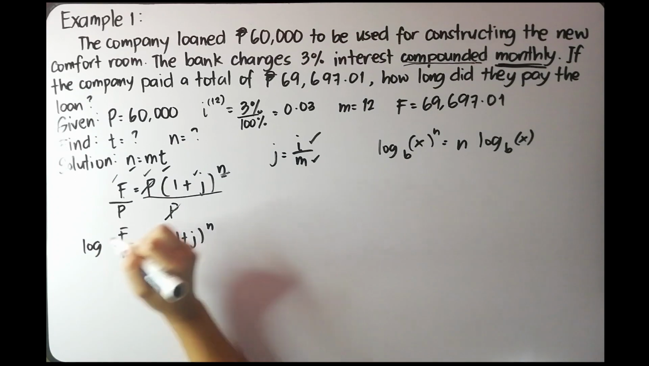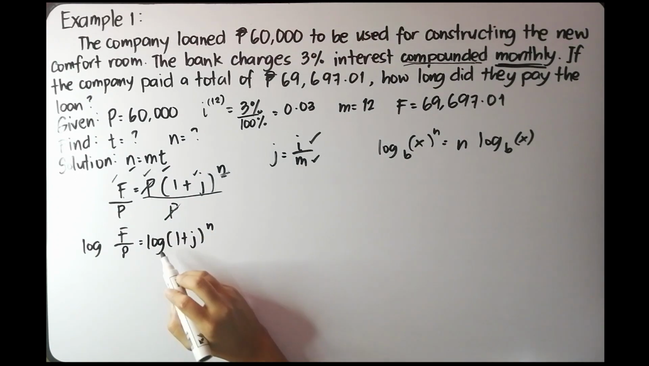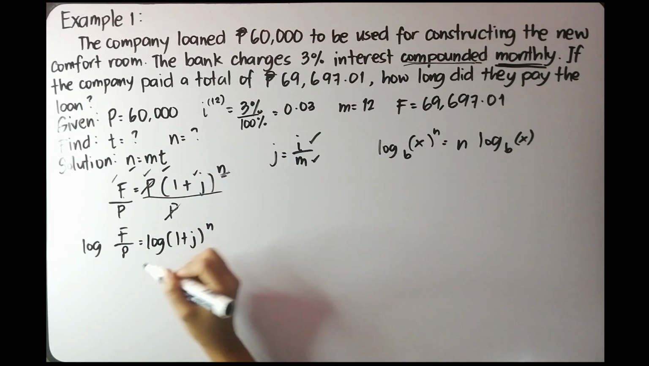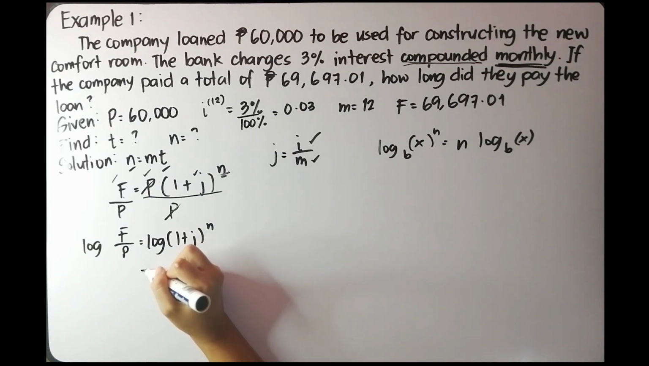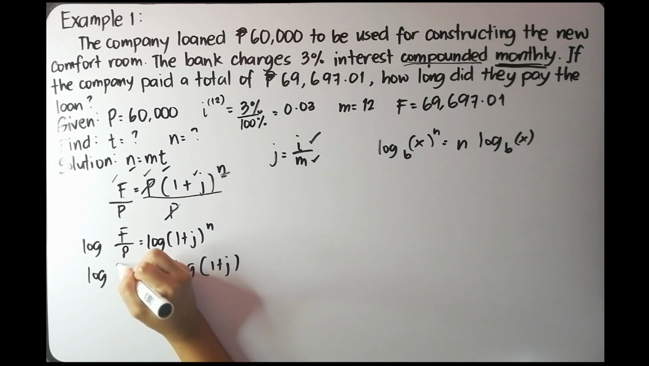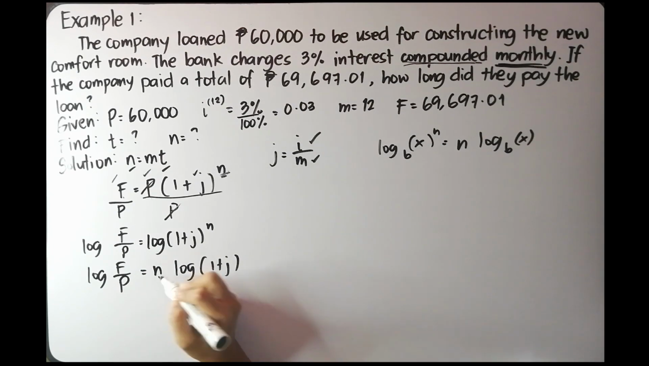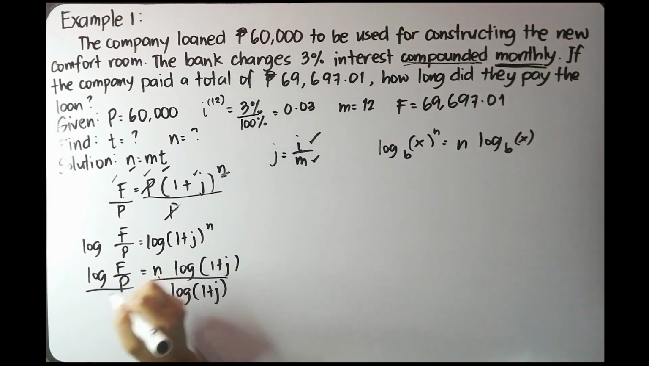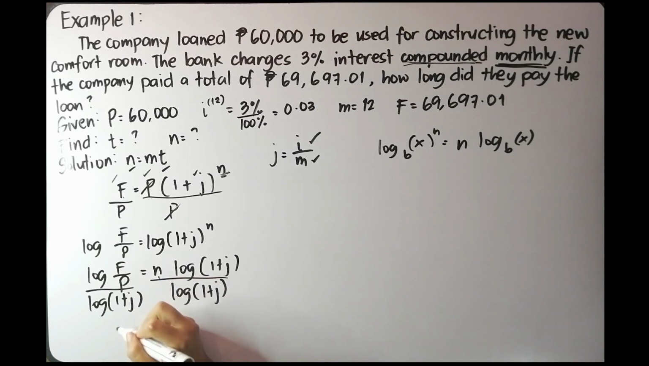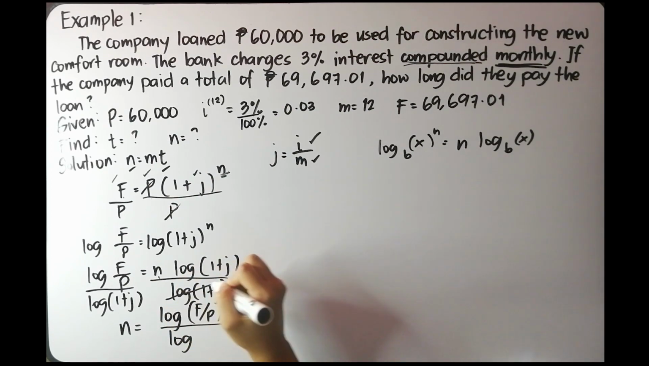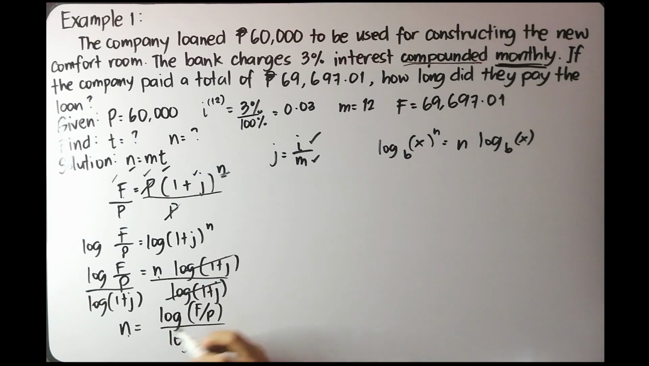Now we can take the logarithm of both sides. What we do to the left side, we also do to the right side. So this logarithmic function is equivalent to N log of 1 plus J, and log of F divided by P. To get the value of N, we just divide both sides by log of 1 plus J. So our N now is log of F divided by P over log of 1 plus J, since this cancels out, that's why we have the remaining N on the right side.